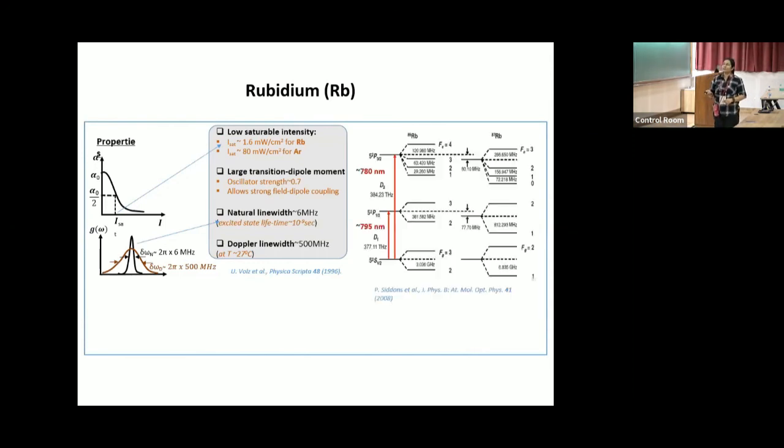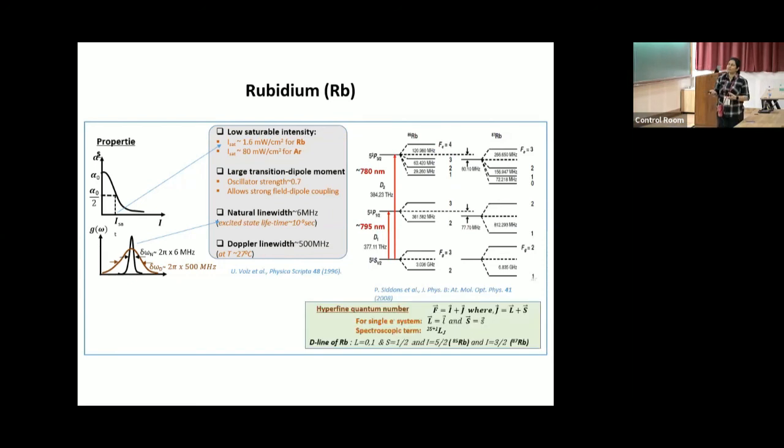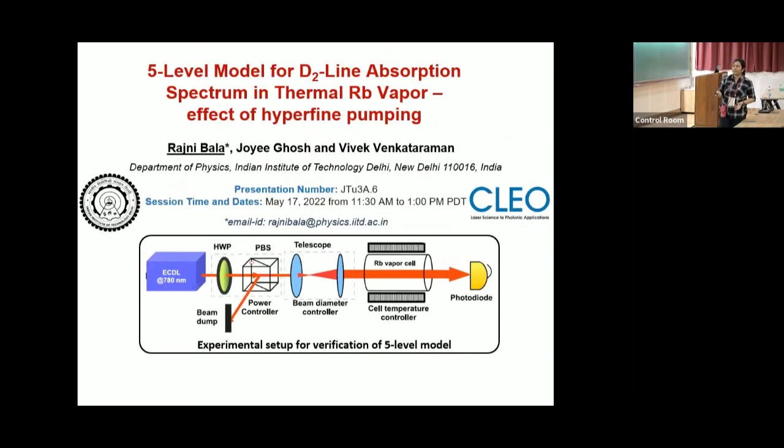So we also explore rubidium. I thought I'd just mention it here. Maybe I can skip all these introductory slides. It has a multi-level structure, and there are hyperfine levels, and there is an importance to hyperfine pumping. Everybody does Doppler-broadened spectroscopy in rubidium, so people know about this. This is the D2 line of rubidium at 780 nanometers.